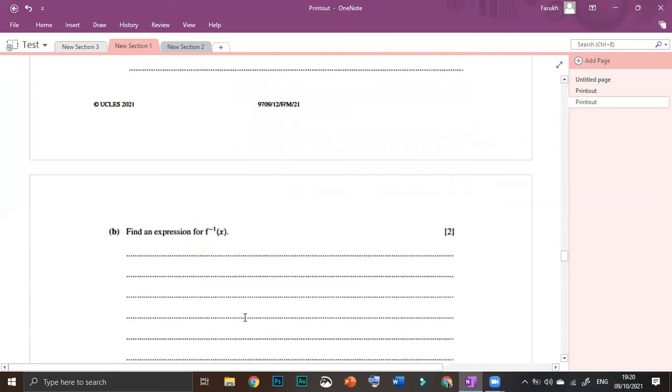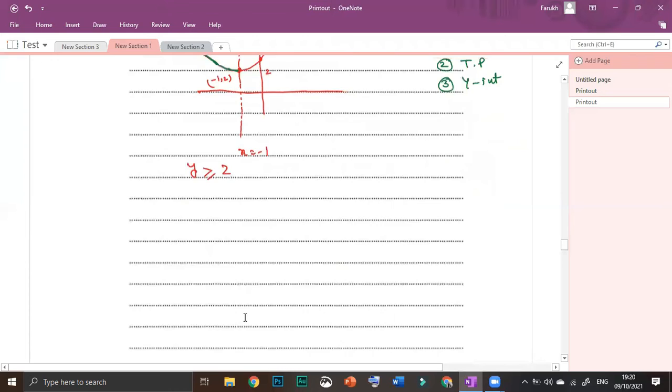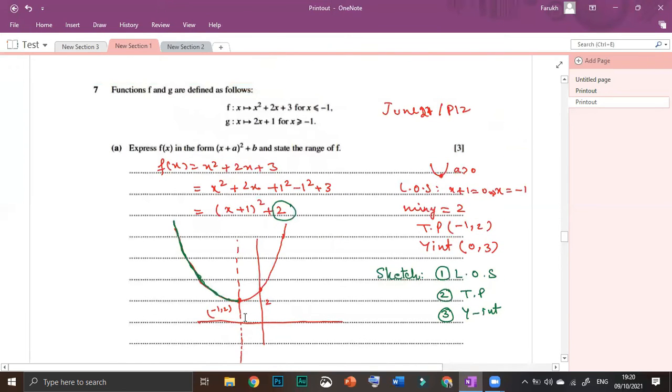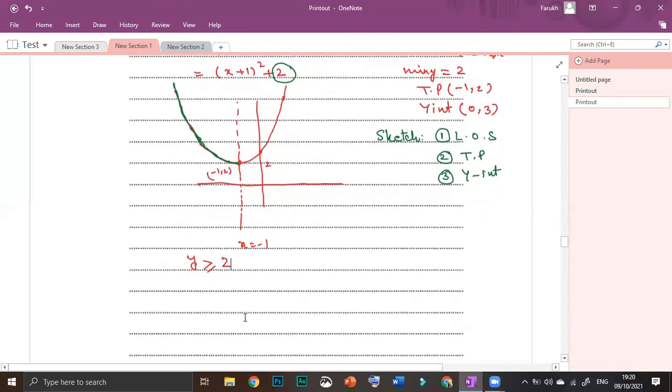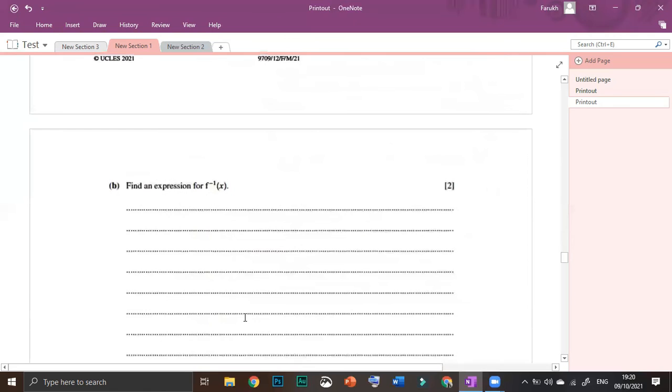We want to find out f inverse of x. F of x is a quadratic function. To find out the inverse of a quadratic function, this one should be in the complete square form. Yes, it is. So we will use the complete square form to find out the inverse. F of x is equal to x plus 1 whole square plus 2. Y is equal to x plus 1 whole square plus 2.